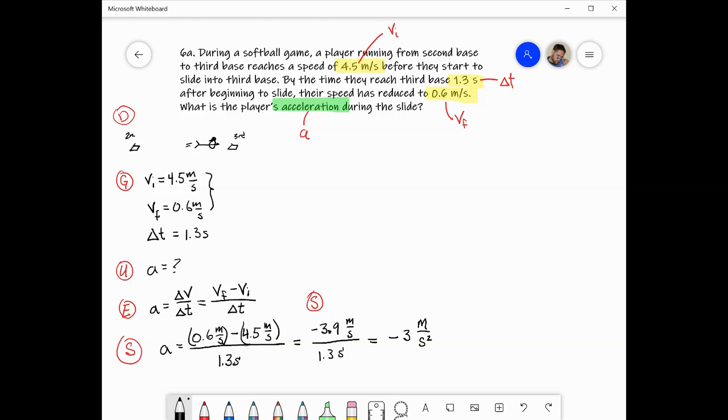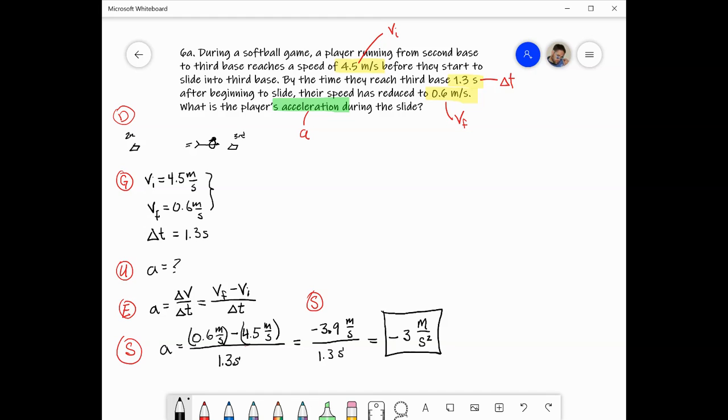And that's what happens if I take meters per second and I divide by seconds, I get meters per second squared. So this is my final answer here after I've solved. It asked me what is my acceleration, and my acceleration is a negative 3 meters per second squared. That's how we do it. And the negative just here just means I'm slowing down.